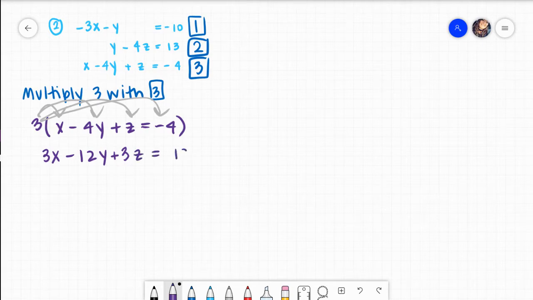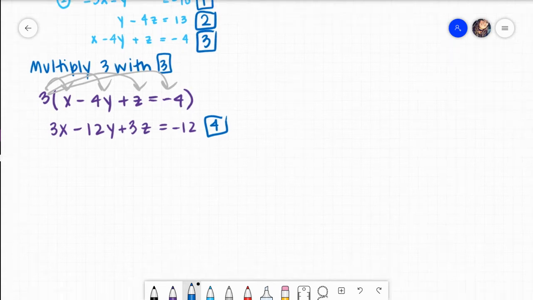Equals 3 times 4 is 12. Signs are different, so it's negative. And I'm going to go ahead and label this equation 4. And what I'm going to do is notice that if I combine equation 4 with equation 1, that's going to mean that I have additive inverses for those variables.